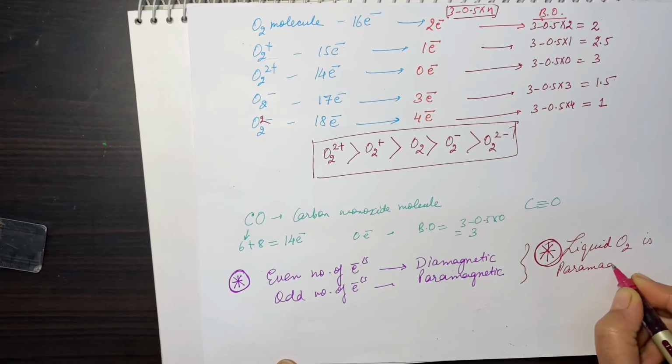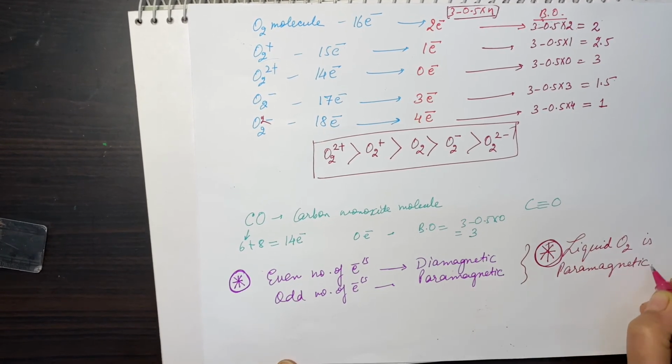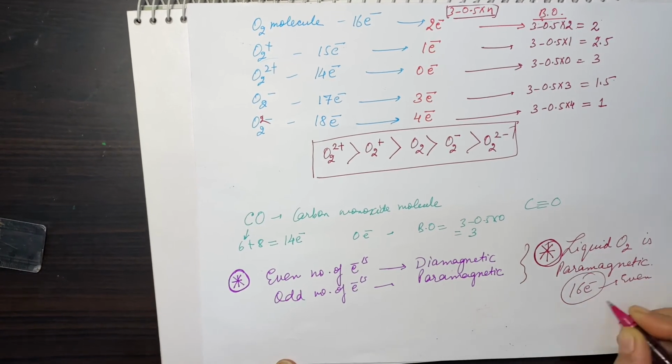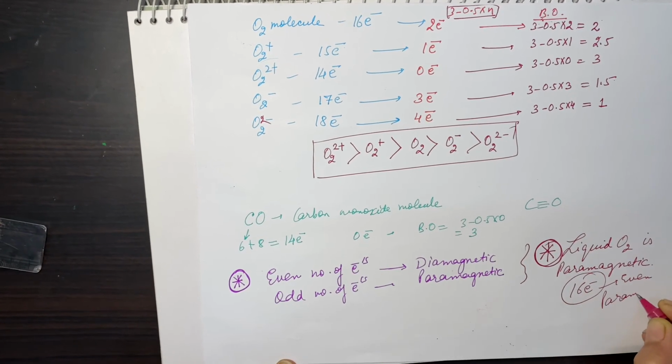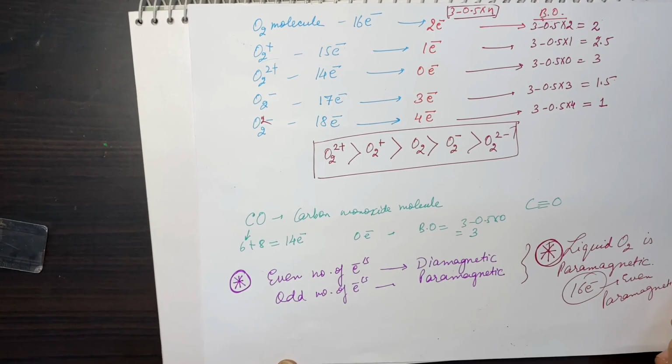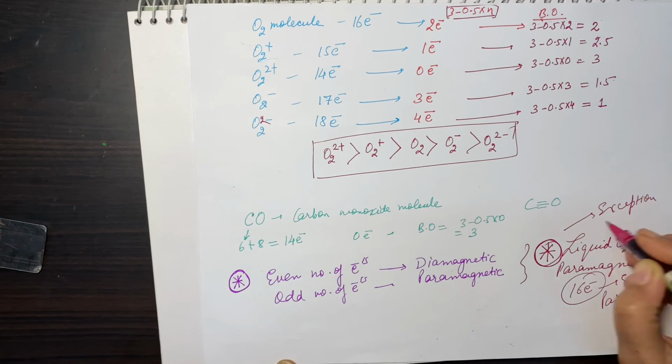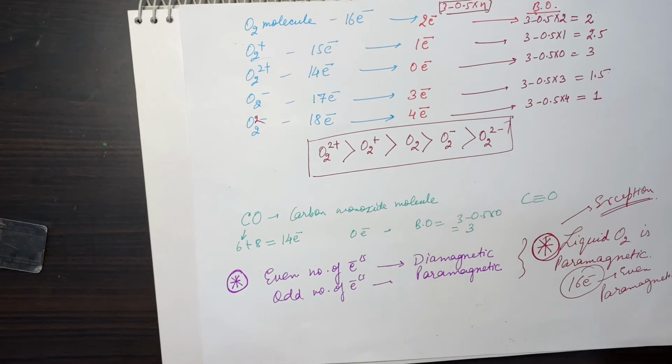paramagnetic. What is the number of electrons in oxygen? They have 16 electrons. Even, but still it is paramagnetic. So this is your exception. Otherwise, you can go through this key point: if the molecule has an even number of electrons, then it is diamagnetic. Odd number of electrons, then it is paramagnetic.